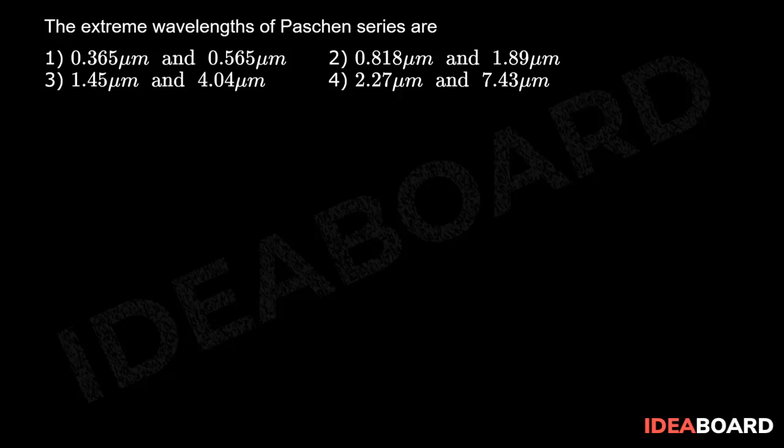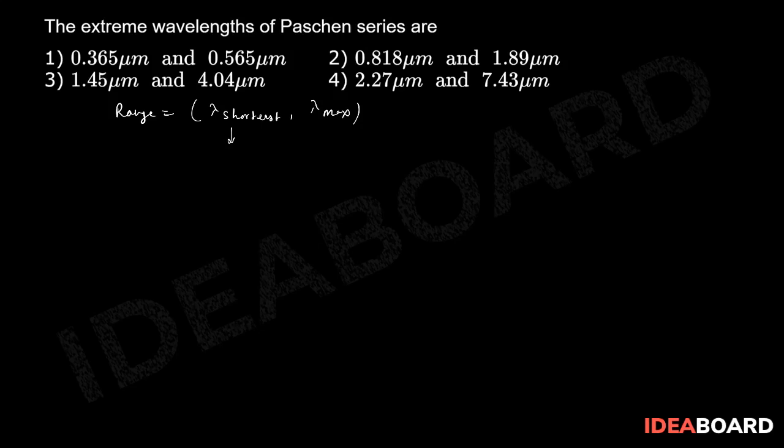The extreme wavelengths of the Paschen series are. Now we need to find out the extreme wavelengths. That means for the Paschen series we need to find out the range. The range is lambda shortest and lambda greatest, or lambda maximum, right?